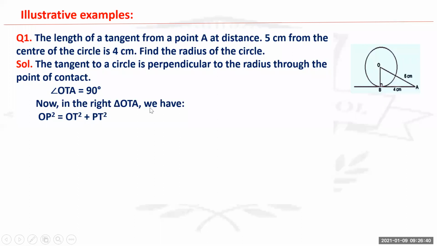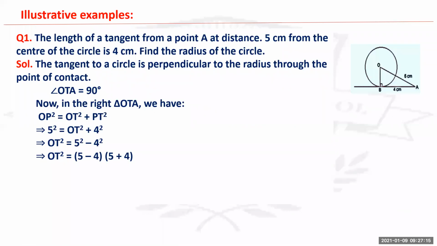So now in triangle OTA, we have OP square equals OT square plus PT square. Check, OP square equals OT square plus PT square. So you'll get 5 square equals OT square plus 4 square. You'll just substitute the values. Here there is a mismatch of the names, so don't get confused with those names. You get OT square equals 5 square minus 4 square.